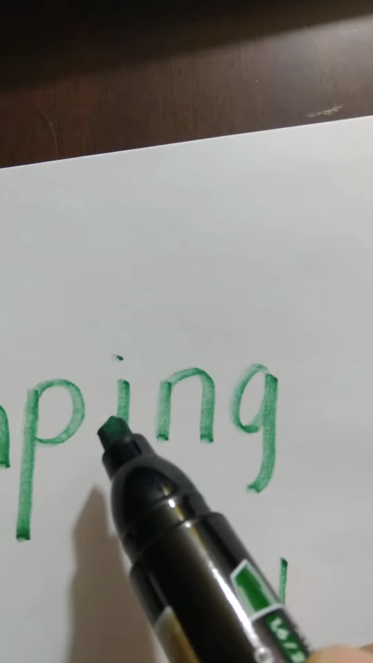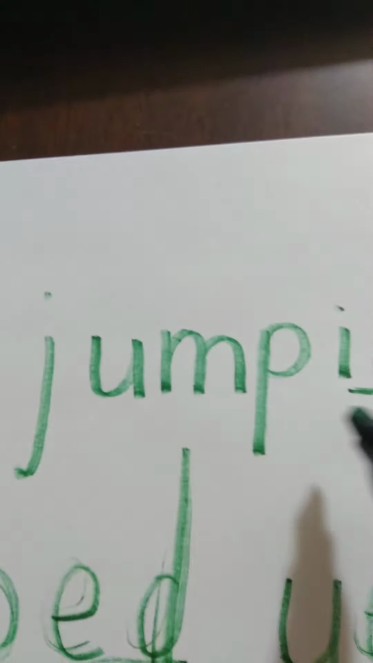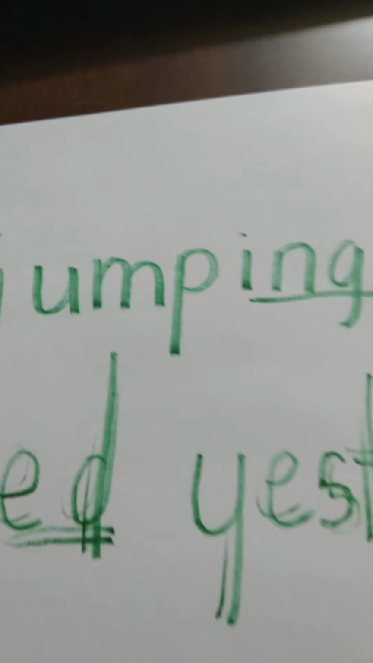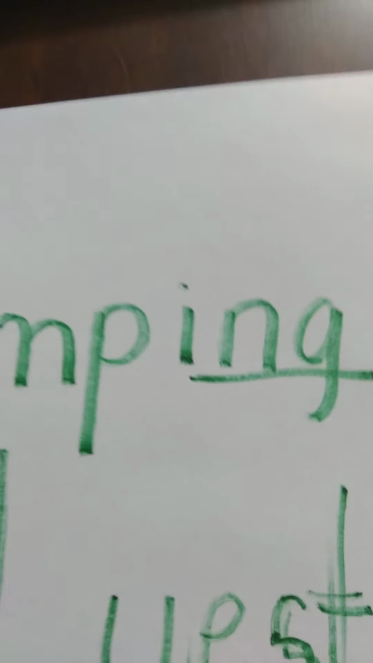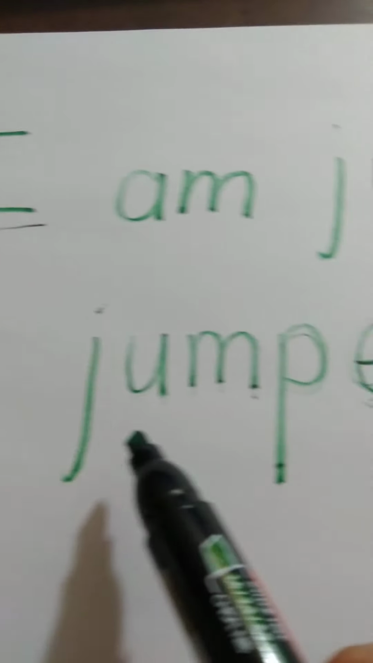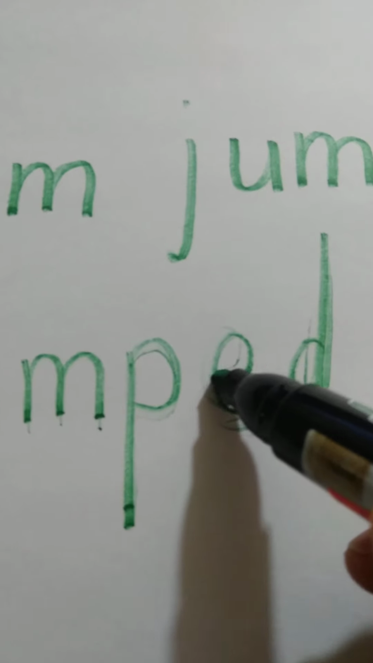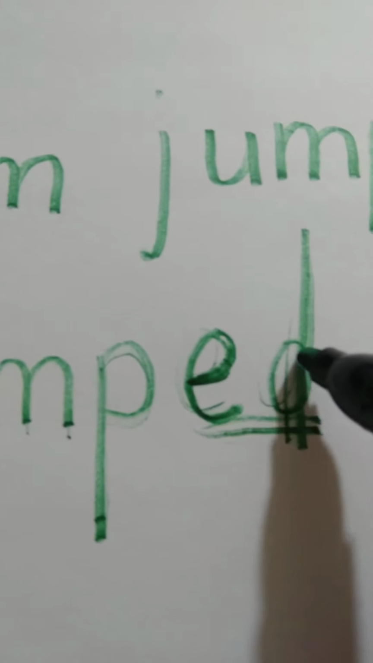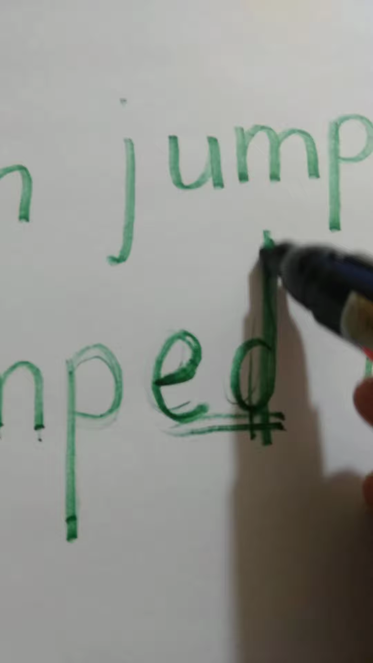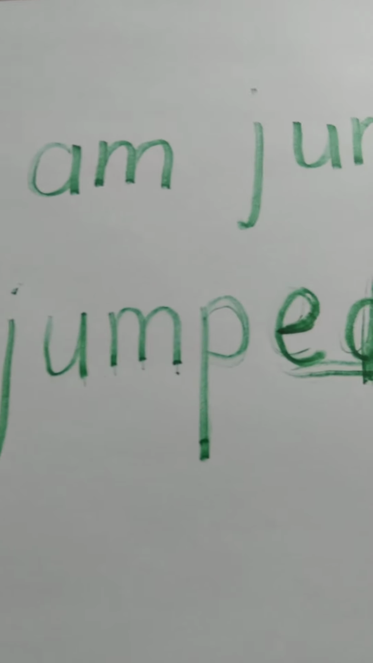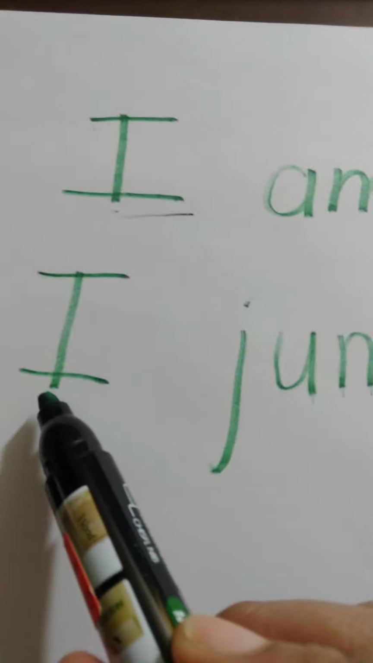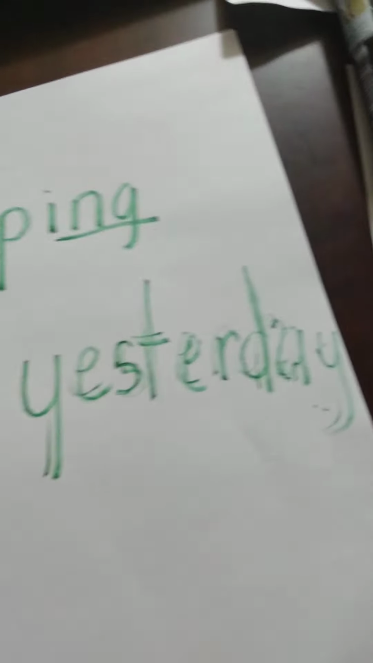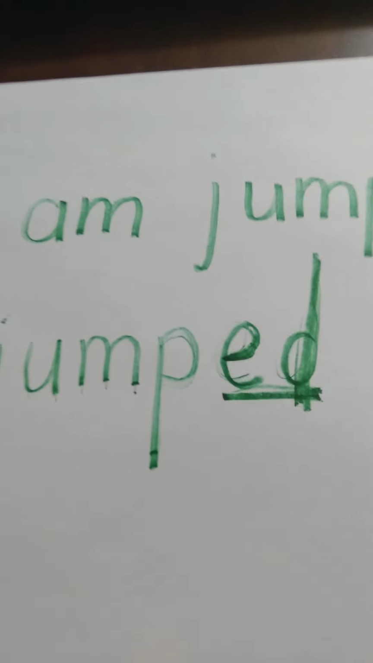When you see ing at the end of an action word, like jump or run or skip, skipping, jumping, running, it means the action is happening right now. Okay, so right now we are looking at action words that happened before. And to show that the action happened before, whether it's the action of jumping or running or skipping, we add ed to the end of the word. I jumped yesterday. Not now, yesterday. Okay, bye.